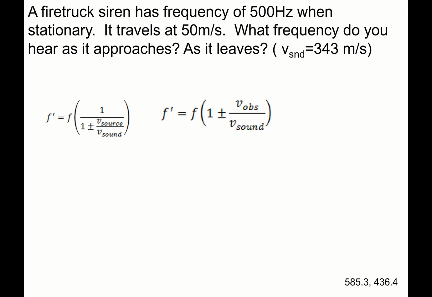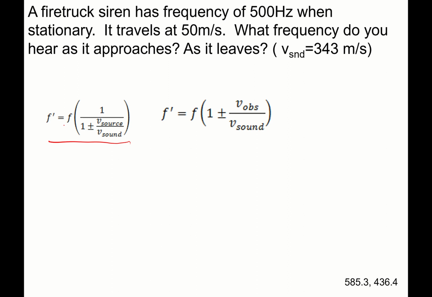So let's do a couple of examples. Let's first of all talk about a moving source. Let's talk about the fire truck. It's got a siren that has a frequency of 500 hertz when it's stationary, but now it's traveling at 50 meters per second. What frequency will you hear as it approaches you and as it leaves you, assuming that the speed of sound is 343 meters per second?